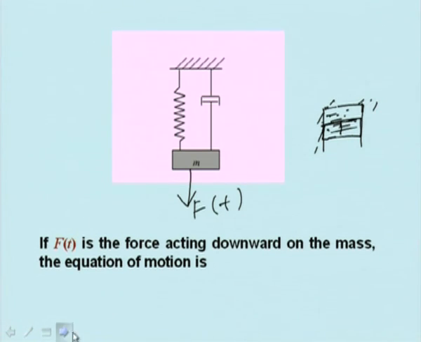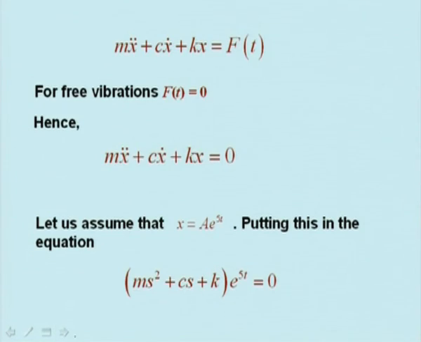So now the equation of motion is m x double dot plus c x dot plus k x is equal to Ft. That means we can apply the D'Alembert principle, or using Newton's law, mass times acceleration is equal to Ft minus c x dot minus k x.